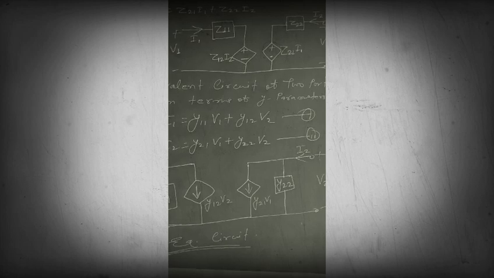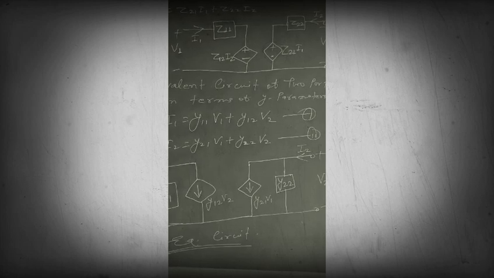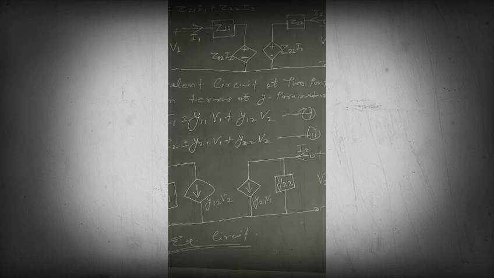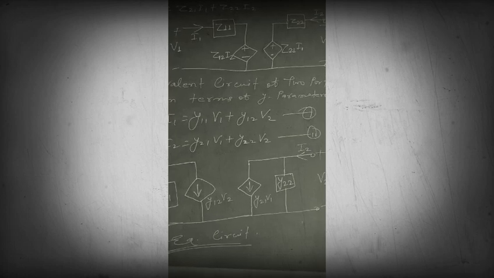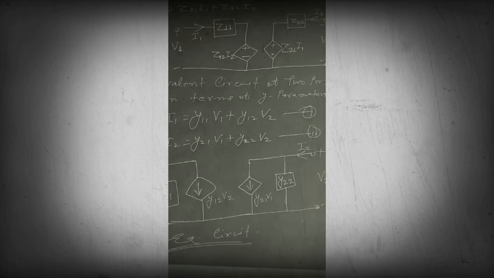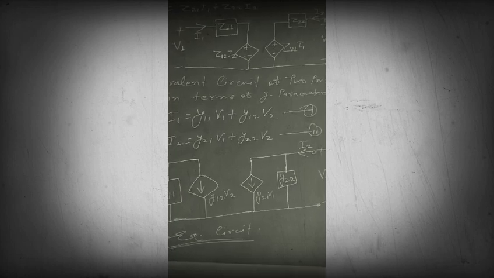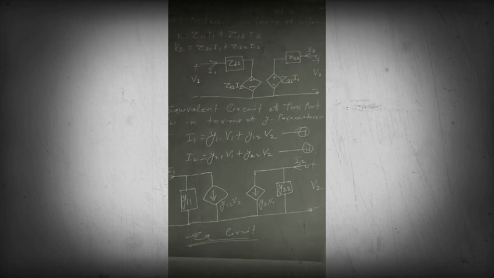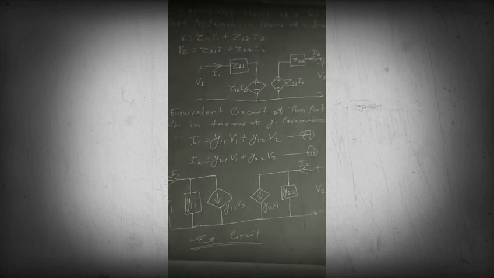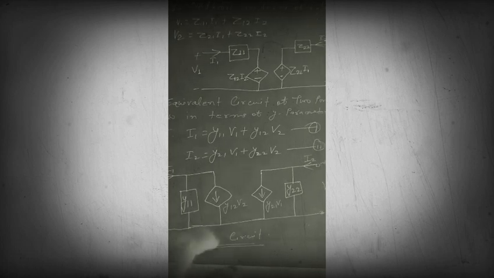Again we see that this term is related to the primary voltage V1, hence we will have to replace it by a dependent source. So here again I have used one dependent current source, that is Y21 into V1. The direction of the dependent current source is downward. So when we apply Kirchhoff's current law, we see I2 is equal to Y22 into V2 plus Y21 into V1. So this is the equivalent circuit of a two-port network in terms of Y parameters.